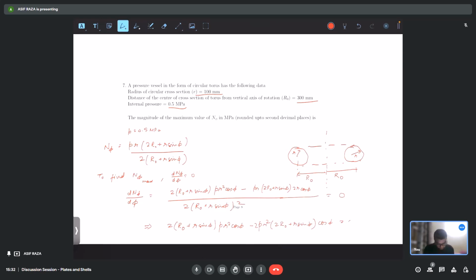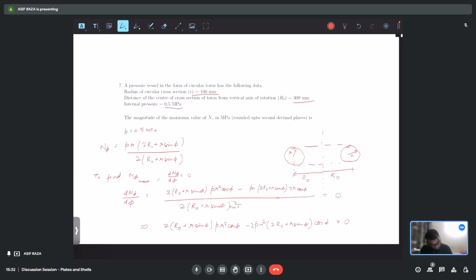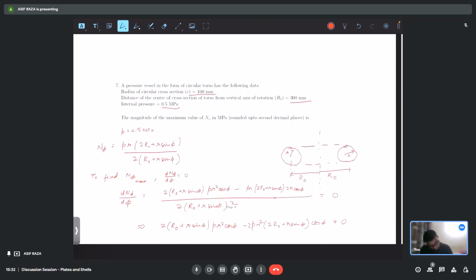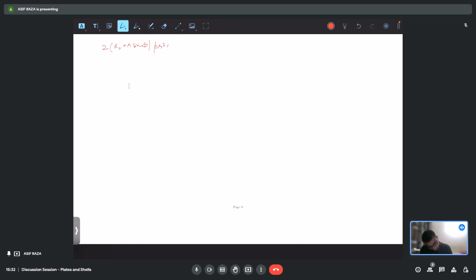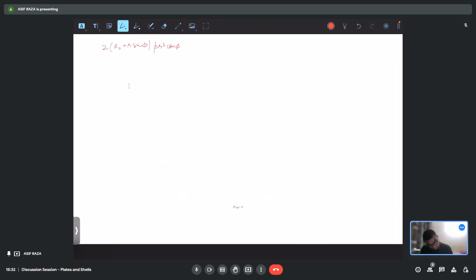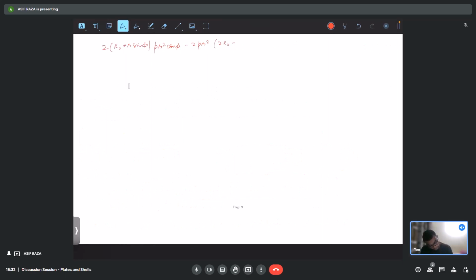Simplifying it, to write this again: we have (2r0 + r sin phi) p r² cos phi minus 2 p r² (r0 + r sin phi) cos phi equal to 0.